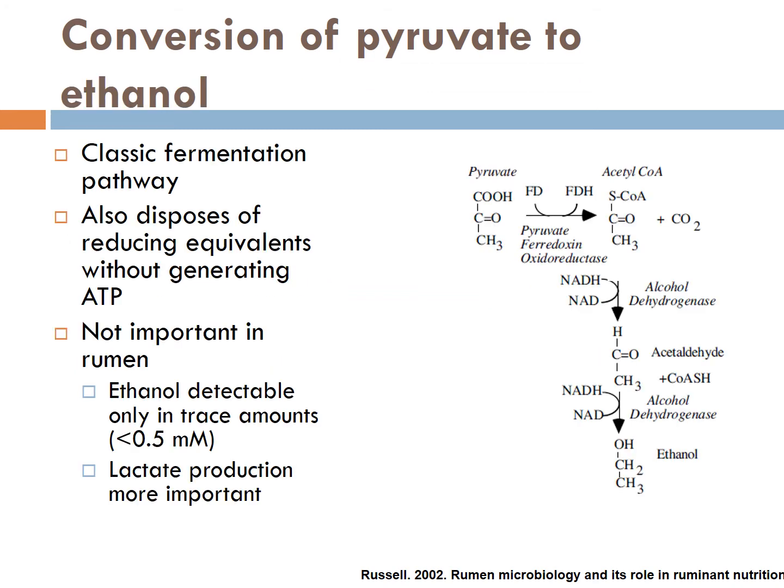Another classic fermentation pathway is the conversion of pyruvate to ethanol. This disposes of reducing equivalents without generating ATP, and in that sense is similar to lactate production. This fermentation is not important in the rumen, however. Ethanol is detectable only in trace amounts, less than 0.5 millimolar. Lactate production, by comparison, is more important.